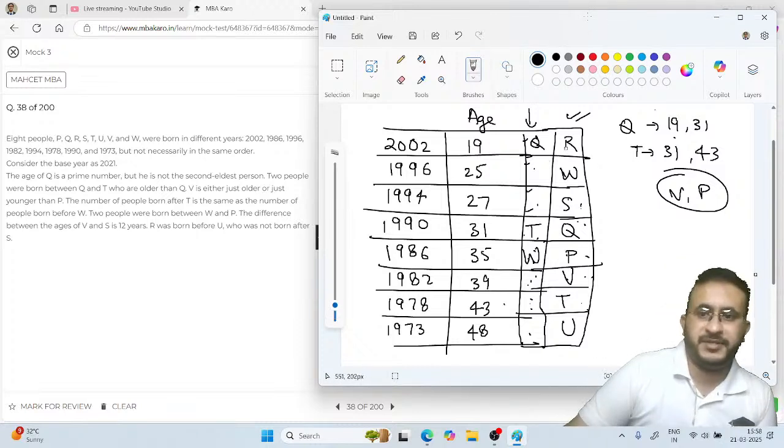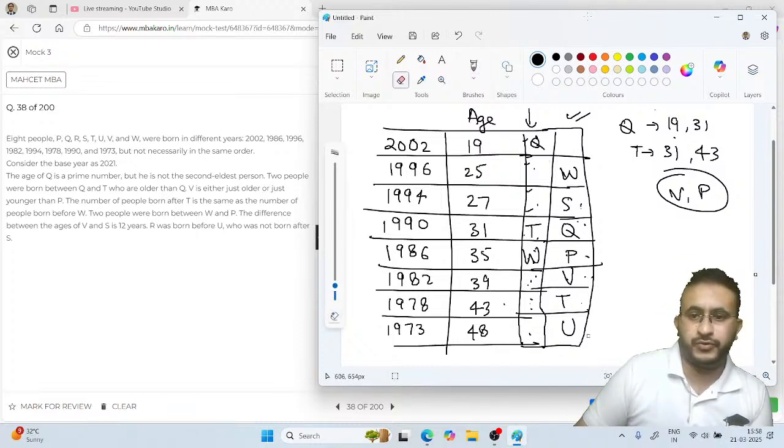Okay, sorry, we made a mistake here. R was born before U. So R will be born here and U will be born here. And it says that U was not born after S. But as per this, U is born after S. So this case is wrong. So you'll have to go with the first case.